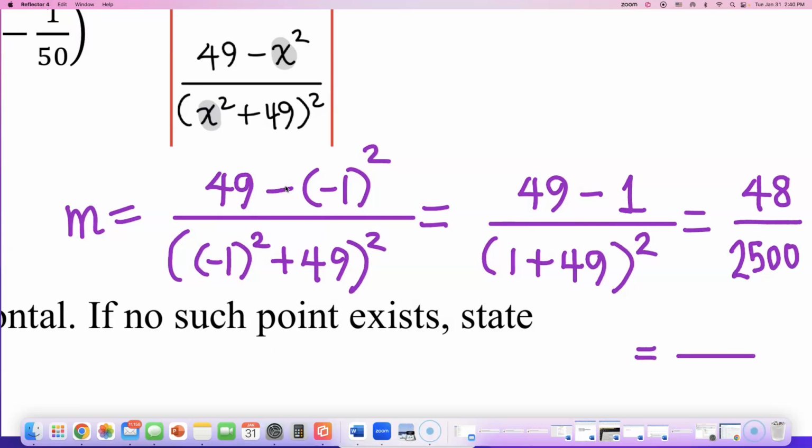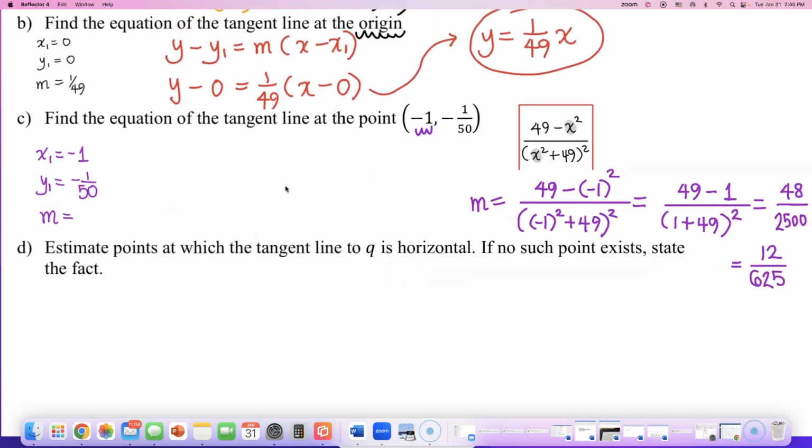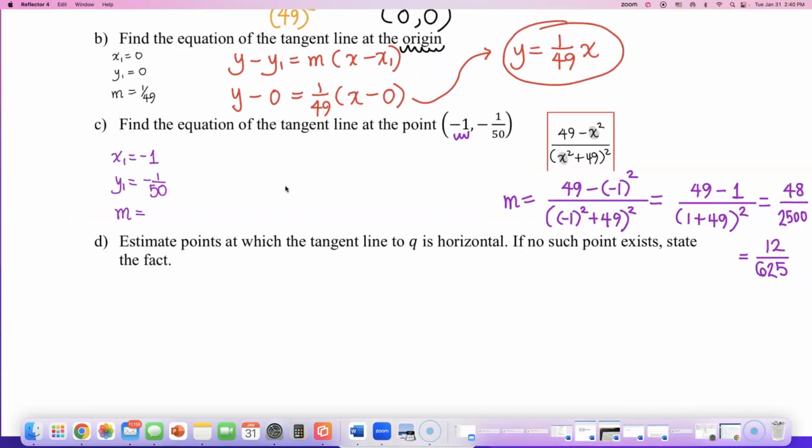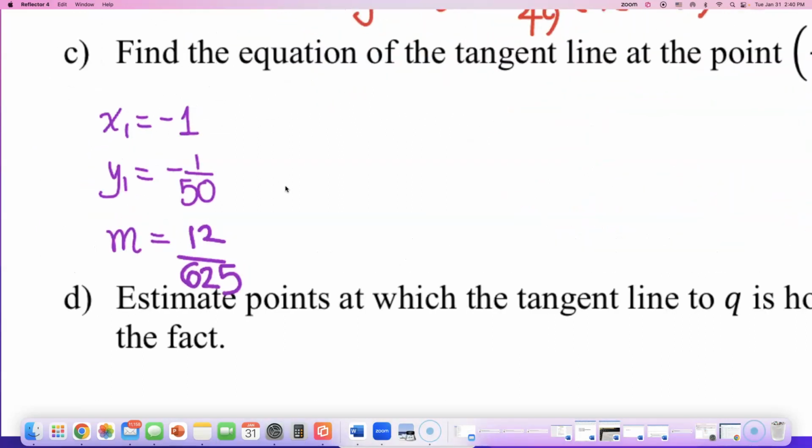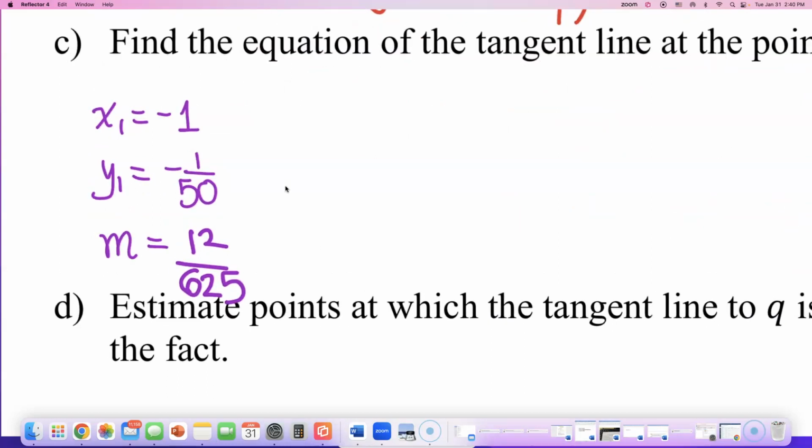So if I divide, you know what, let me get a calculator and just get the reduced fraction real quick for you. 48 divided by 2500. That simplifies to 12 over 625. So that is the slope of this tangent line. So write down 12 over 625 as the slope. And we're ready to do the point slope form using these 3 numbers.